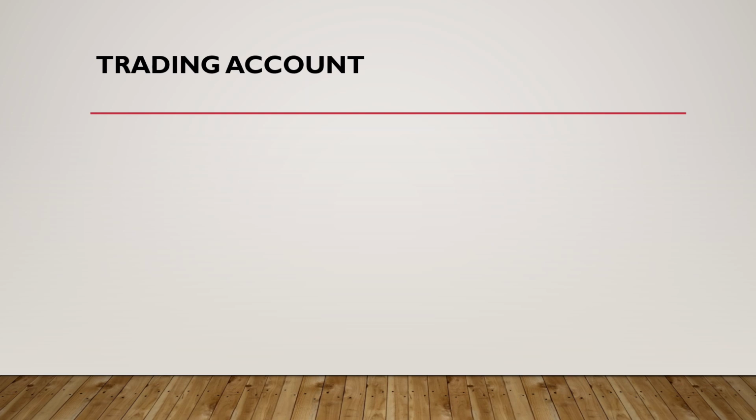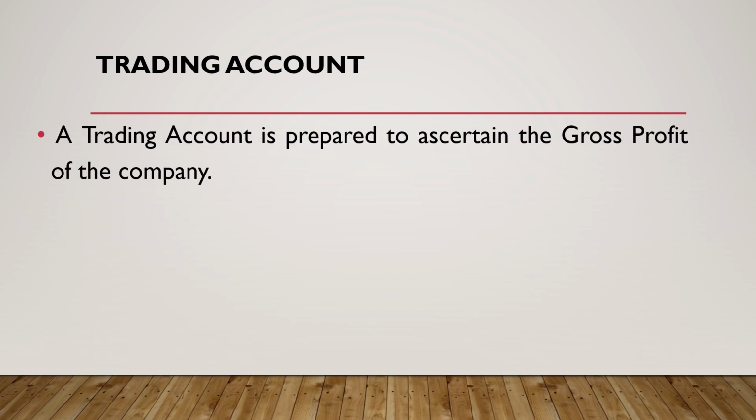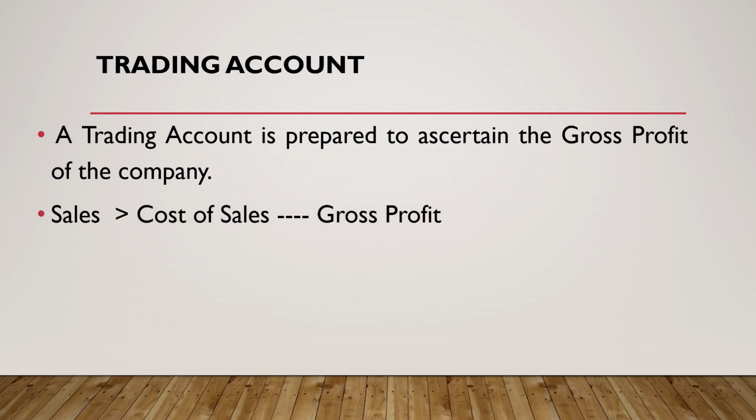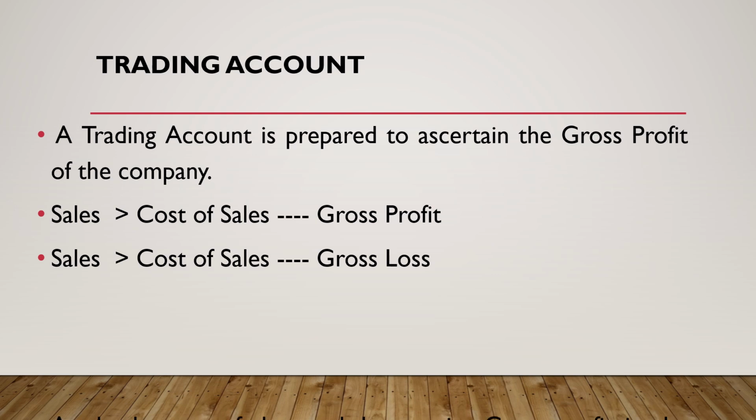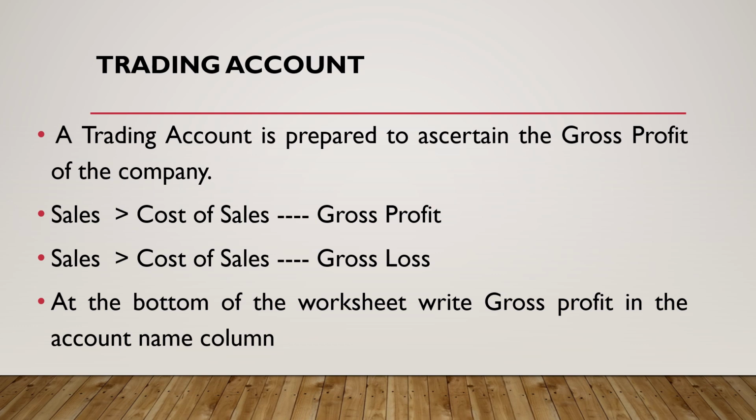After the preparation of the trial balance, the trading account is prepared. A trading account is prepared to ascertain the gross profit of the company. Gross profit arises when the sales proceeds exceed the cost of goods sold. On the other hand, when the sales proceeds are less than the cost of goods sold, gross loss will be incurred. At the bottom of the worksheet, we have to write gross profit in the account name column.